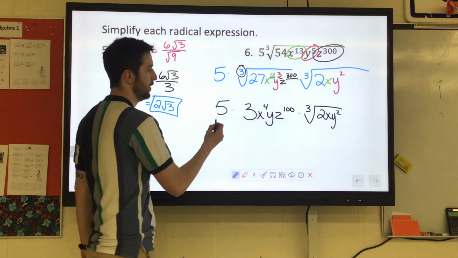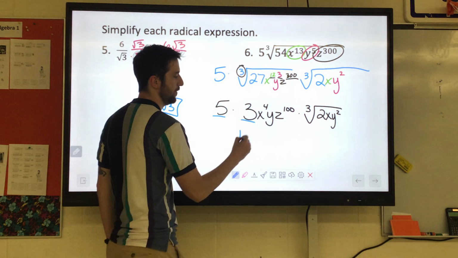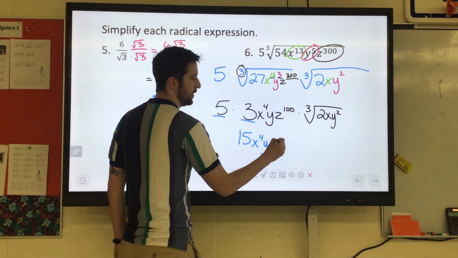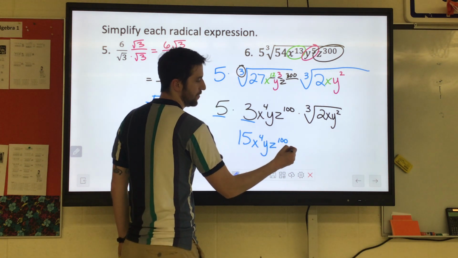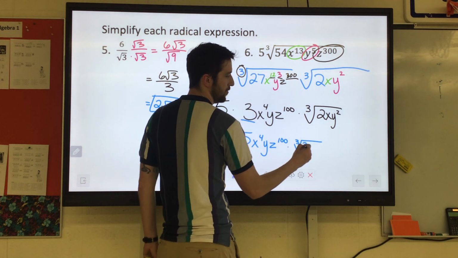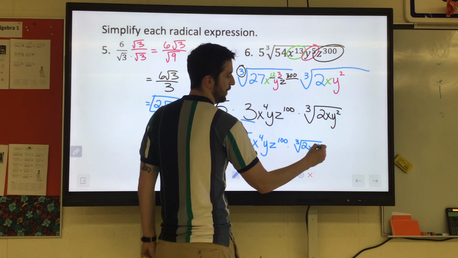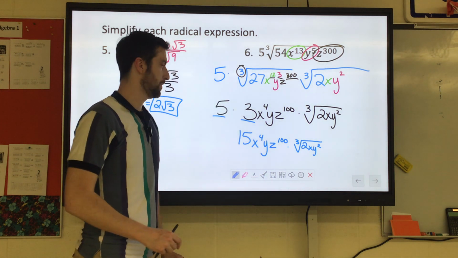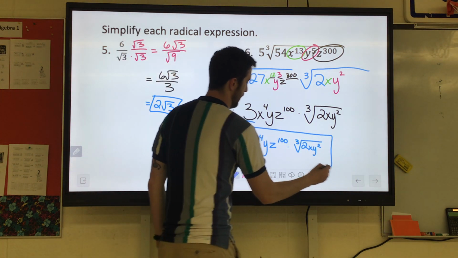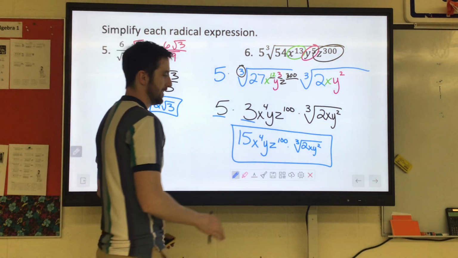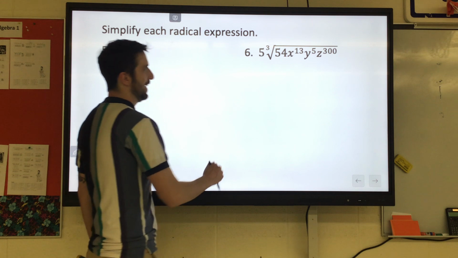Last thing left to do, we can still do 5 times 3. It's 15, x to the 4th, y to the 1st, z to the 100th, times the cube root of 2xy squared. I like putting the multiplication in there, just so I can see it separate. Otherwise it might look like z to the 1003rd power. But that would be our final answer. That was brutal. That was a toughie. But we did it. Wow, we did it, guys.